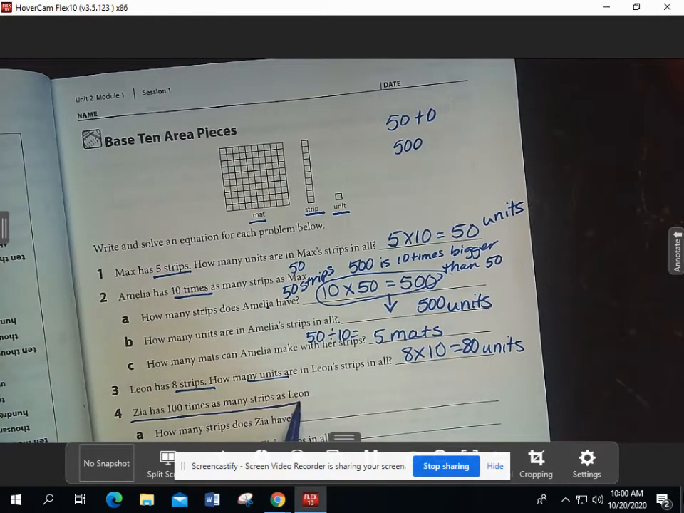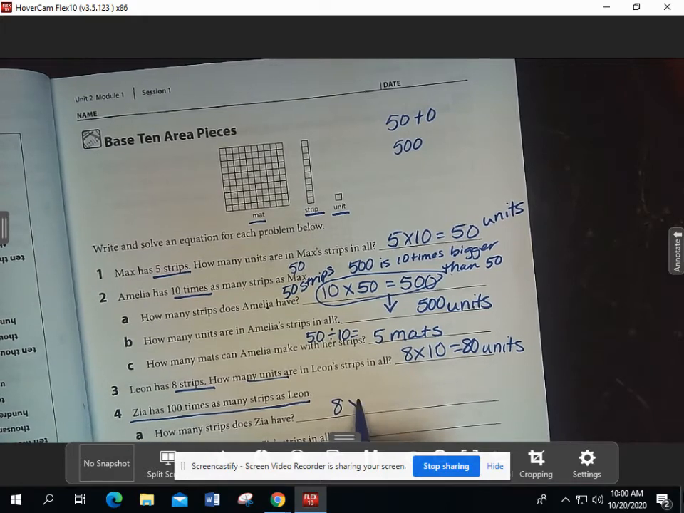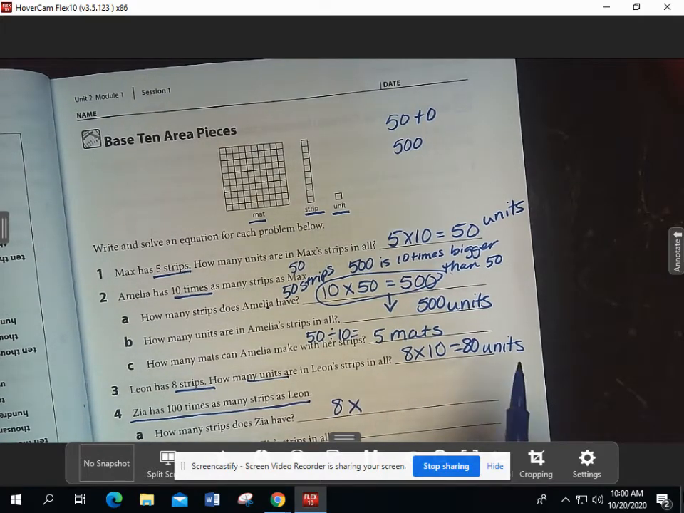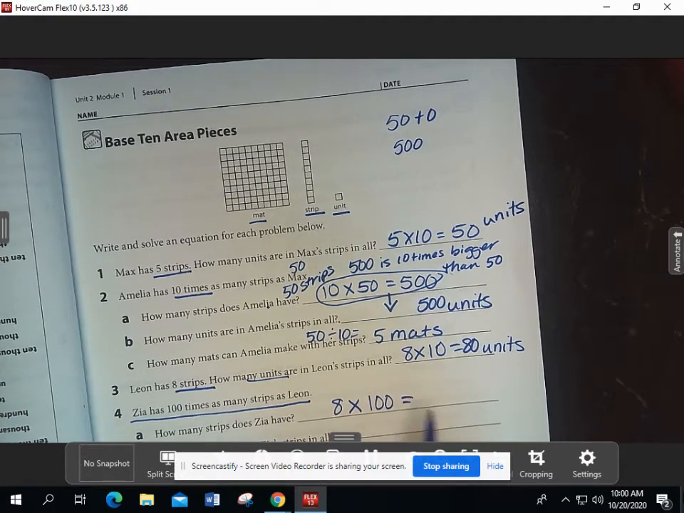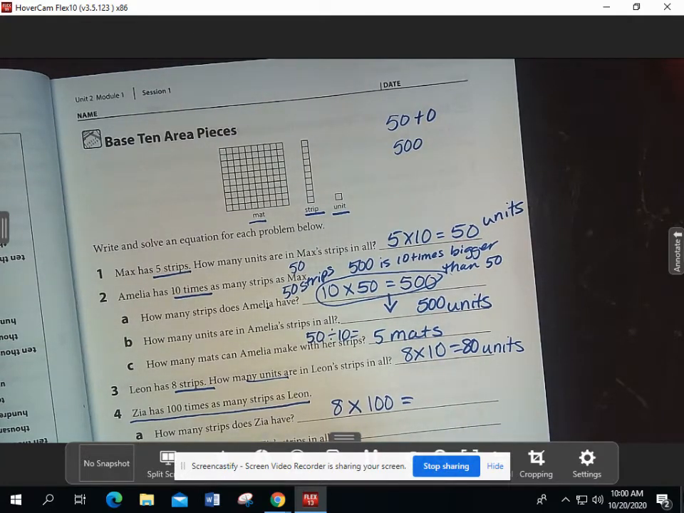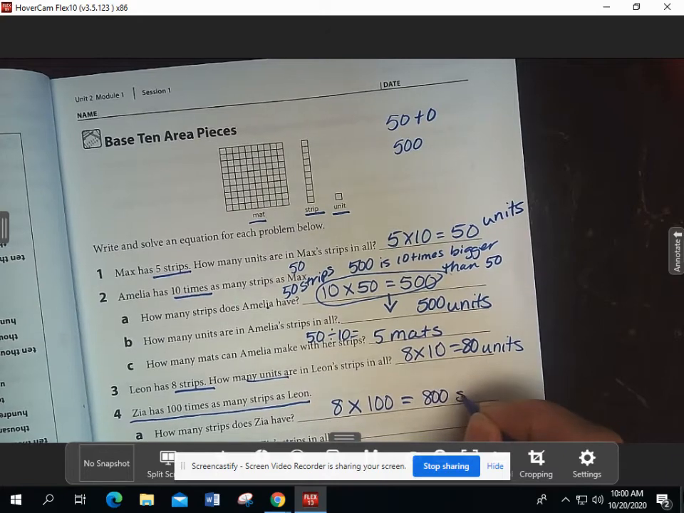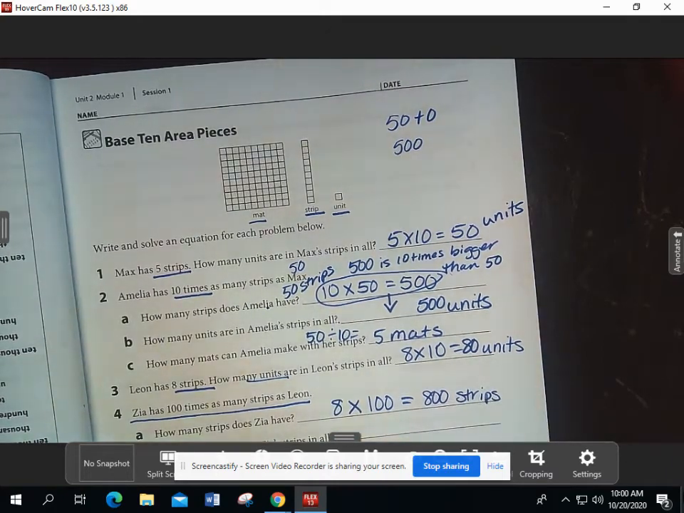Uh-oh, this one looks even harder. We have to make certain we do this in the right order. Zia has 100 times as many strips as Leon. Okay, how many strips does Leon have? 8. And how many more times does she have? 100. So how many strips does she have? 800. Okay. Well, how many units are in all of her strips?